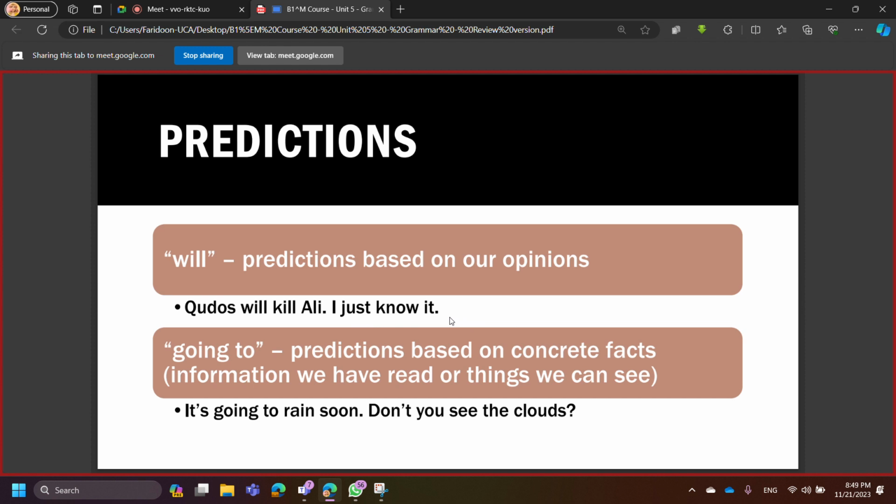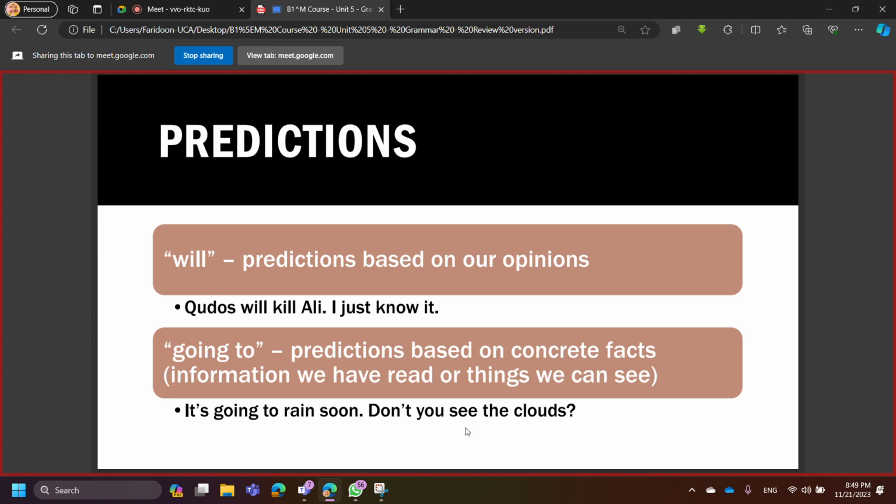This is a prediction about a future, but it's about you. You think it's going to happen, so you can use will. But you can use going to as well to talk about predictions, but not the ones based on opinions. Actually, these ones are based on concrete facts, like information we have read or things we can see. For instance, it's going to rain soon.